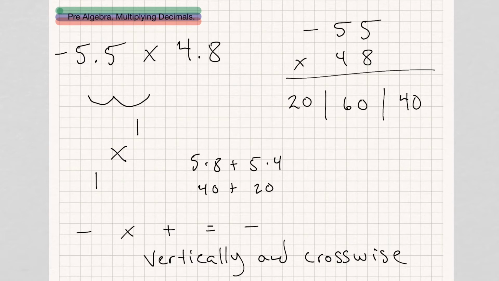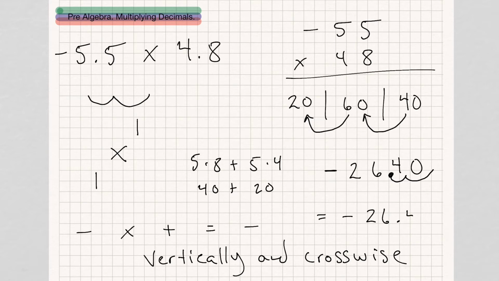Now all we have to do is carry over. So the 4 is going to carry here, and the 6 is going to carry here. So we get our answer 2640. Now remember that in the beginning we have this negative times a positive. Negative times a positive gives us a negative, so we have to tack on a negative. And remember, we took these decimals out 2 places, so now we're going to put them in 2 places. So 1, 2. So we get our answer negative 26.40.